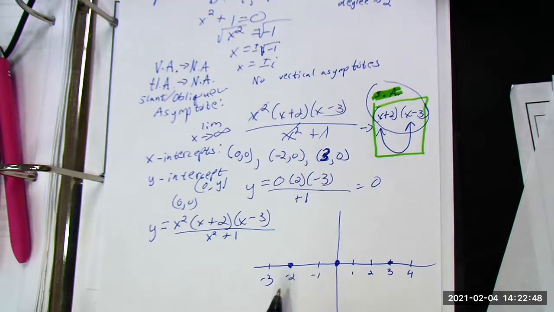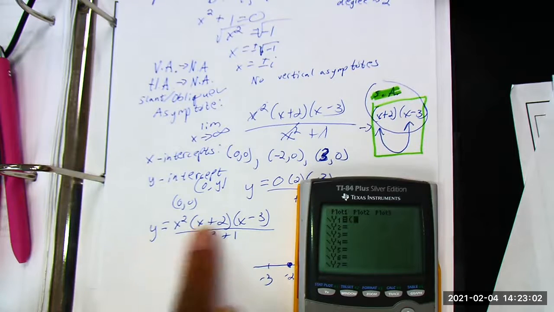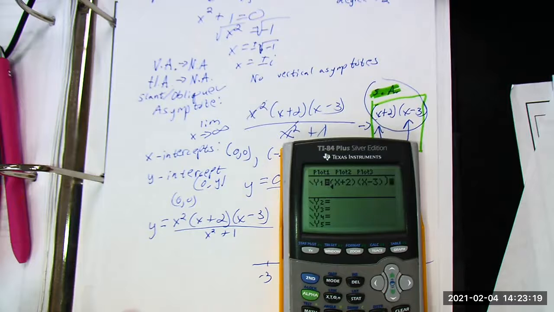I could test points, plug in -3, see what I get out. But let's use the calculator. It is a good device. We just don't want to be so dependent on the calculator that if it leads us astray, we don't even know it led us astray. We're going to have to use lots of parentheses, wrap the entire numerator in parentheses. So it's going to be parentheses, x squared, parentheses, x plus 2, and parentheses, x minus 3, and parentheses again. That is the entire numerator. Division bar, new parentheses for the denominator, x squared plus 1, in parentheses.